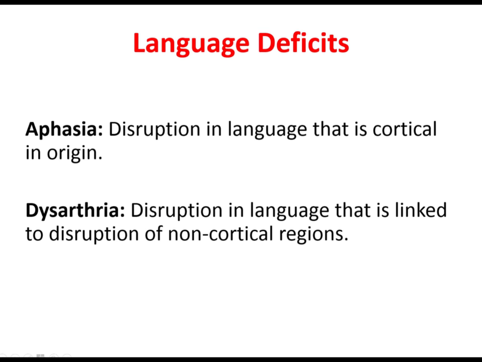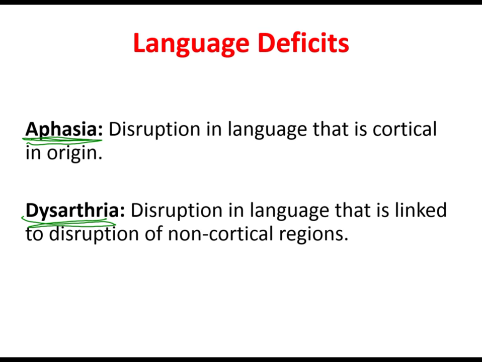Now, just as a definition here, we have aphasias, and I've referred to several aphasias. Aphasias are disruptions in language that are cortical in origin. So here's where there's a lesion occurring in the cortex, which disrupts language. That's called an aphasia. So again, a person who has a stroke in their language hemisphere will have an inability to articulate or an inability to understand. That's an aphasia. Contrast this to a dysarthria.